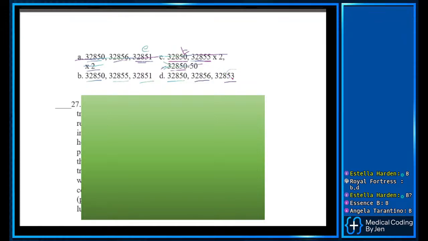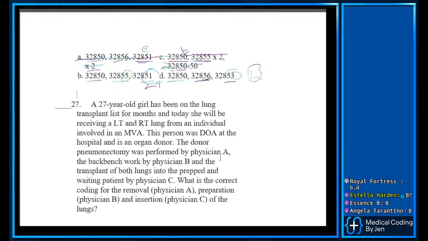What's the difference between B and D? It's either our 56 or 55, or since we're already here, the 51 and the 53, they're super close together. Would we be billing our backbench, or would we be billing for a lung transplant? That's the only difference between B and D. So let's look through our question and see what we're doing here.